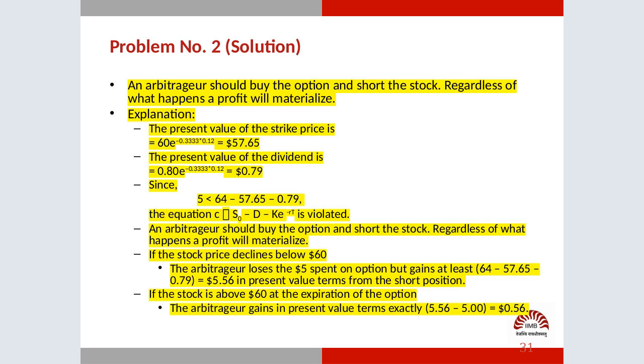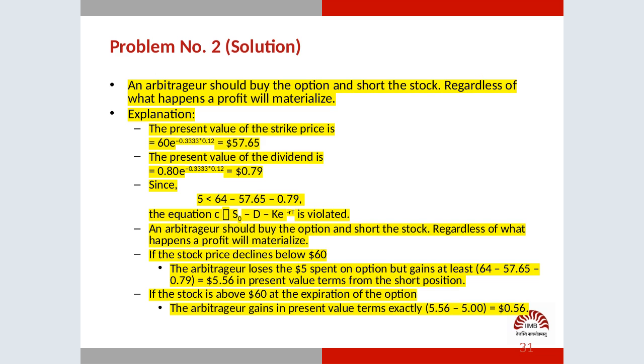Now, what is the present value of the dividend? The present value of the dividend is 0.8, discounted by 1 month. I'm sorry, there's a typo. It is not 0.3333. It will be 1 by 12 into 0.12, and that becomes 0.79.